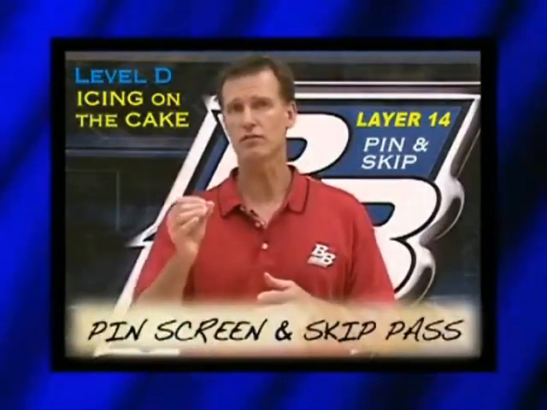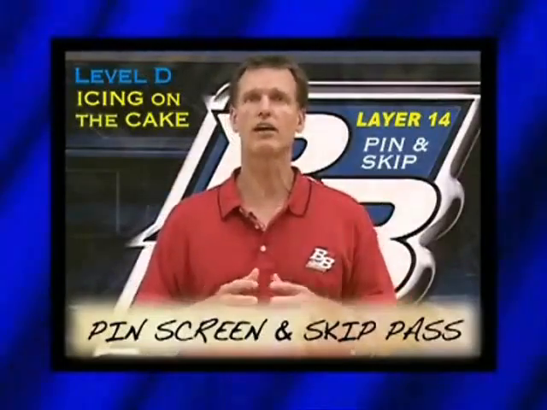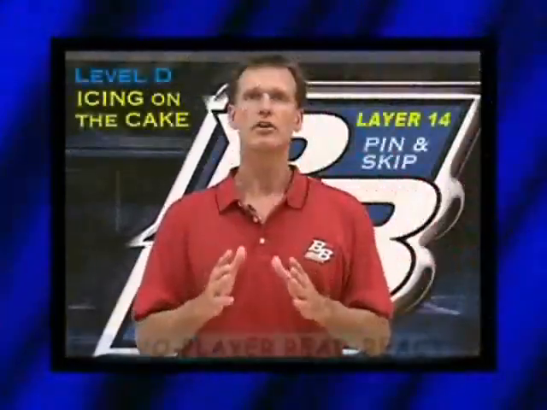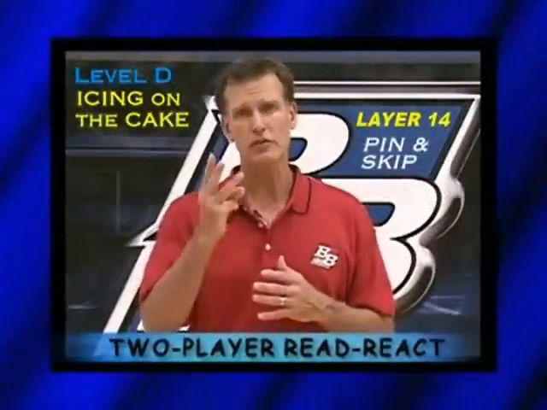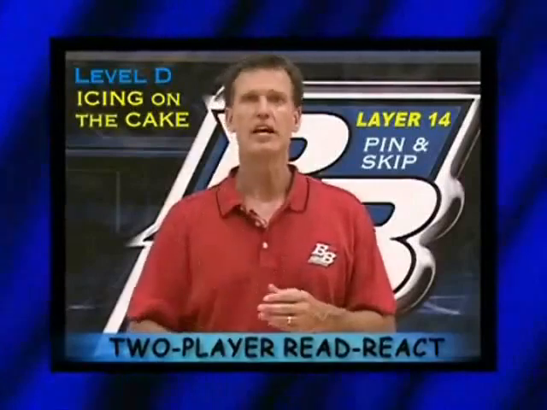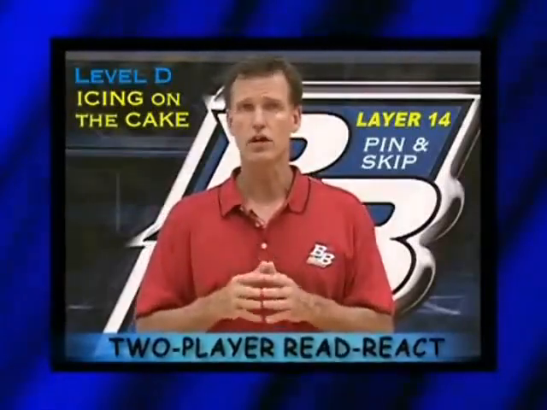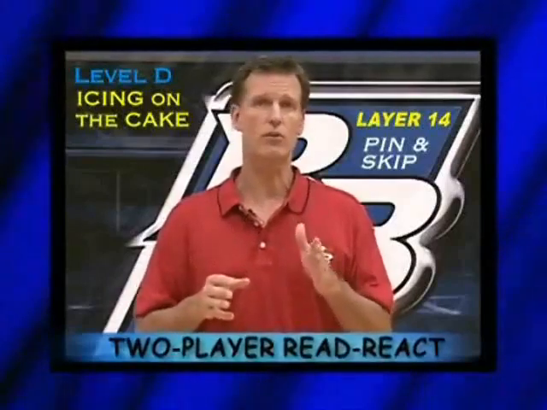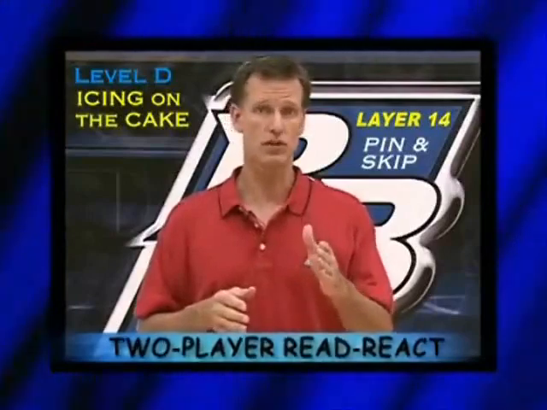Since we started teaching from a 5-out set, I'll begin with 5 out and then proceed to 4 out and 3 out. Here's the 2-player read and react habit for this layer. Even though it involves 3 offensive players, it's still a 2-man read. And unlike the other habits of the offense, the 2 players on the weak side are not reading and reacting to the ball. They're reading their defenders and the situation.